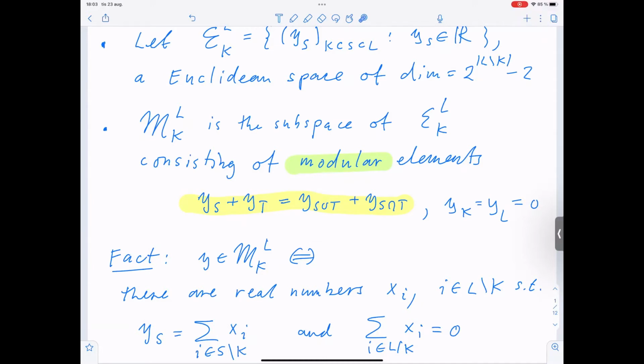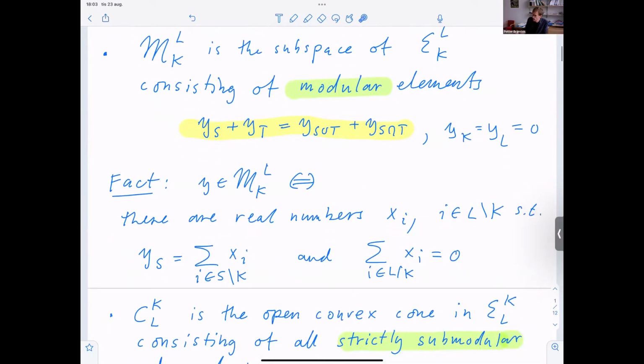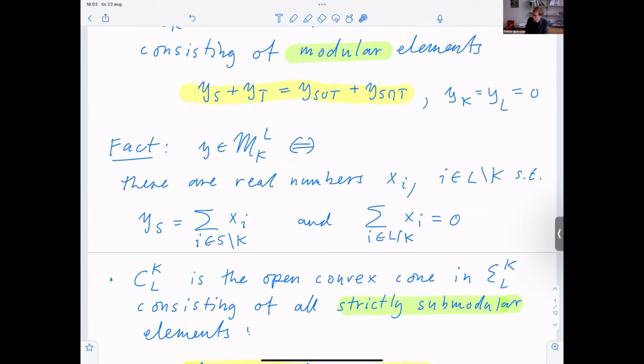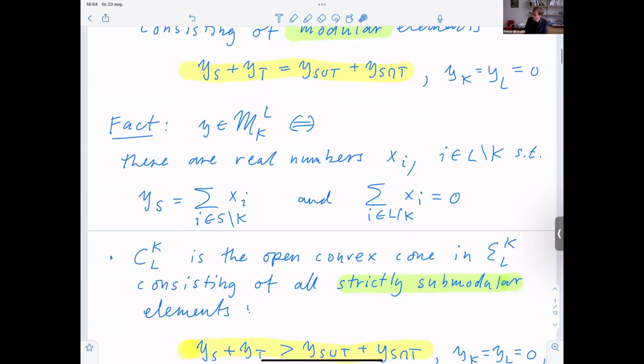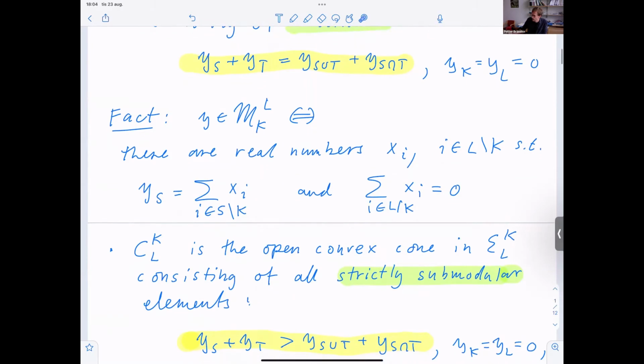But it's easy to see that these modular elements are given by a sum of variables, where we have real numbers x_i for each i in L minus k. Then y is modular if and only if there are such numbers x_i so that y_S is the sum of all i in S minus k, where the sum of all the variables in L minus k is 0. And this is not hard to see.